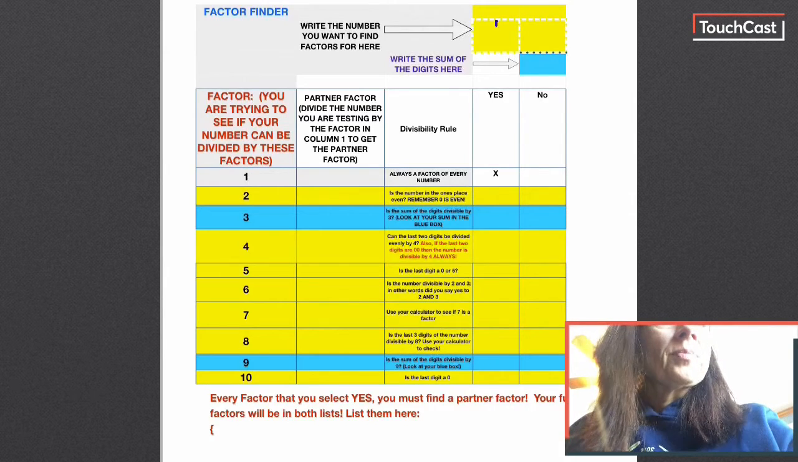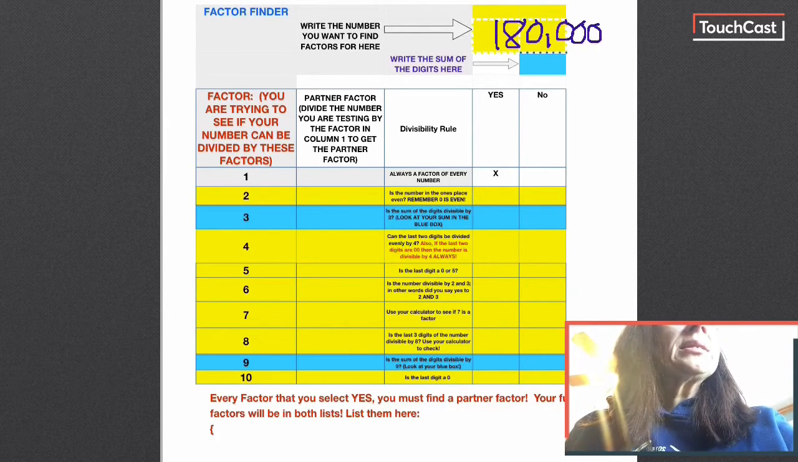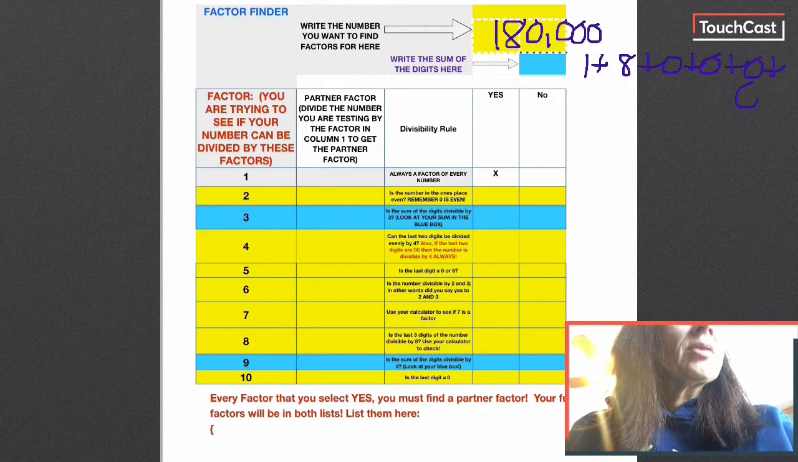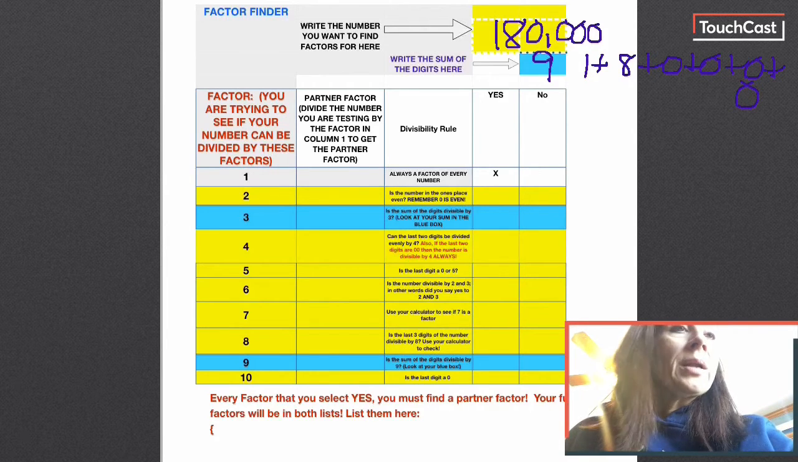We will do 180,000 this time. So let's write our number in here. It's 180,000. That's a big number. The sum of the digits, that will be 1 plus 8 plus 0 plus 0 plus 0 plus 0. The sum will be 9. Okay? Now let's go down our chart. 1 is already checked because it's definitely a factor.